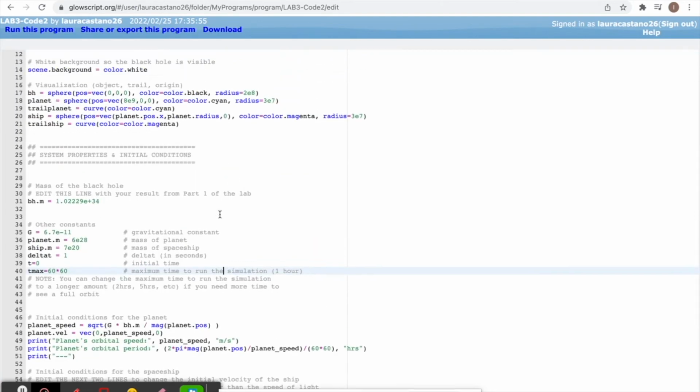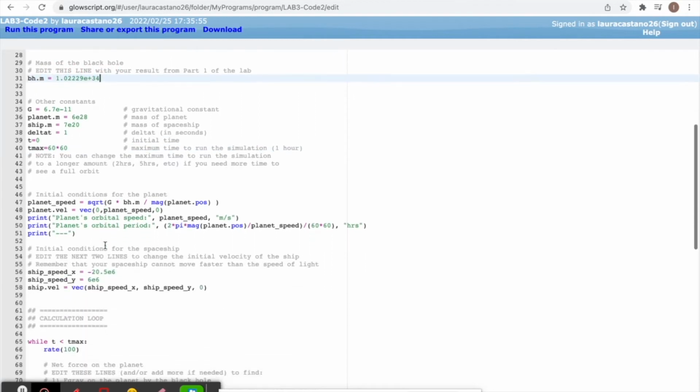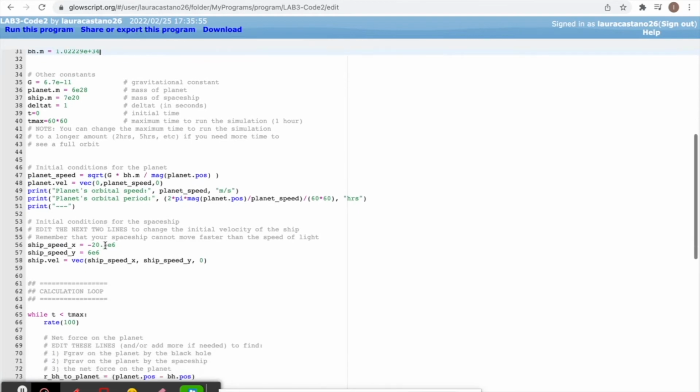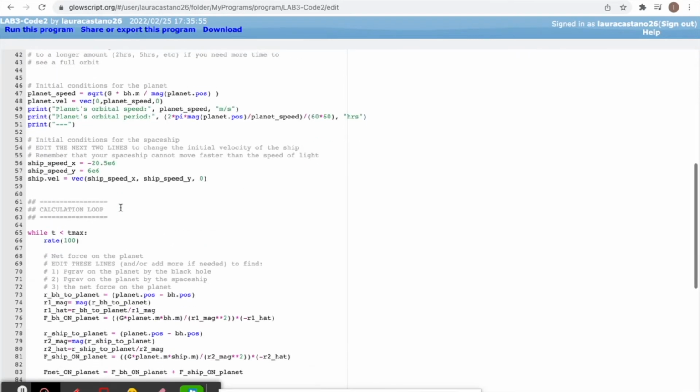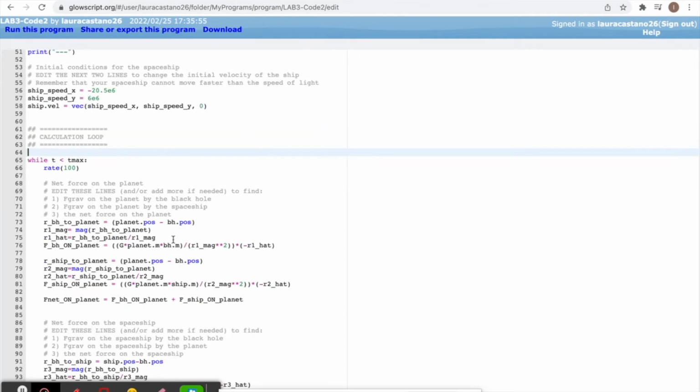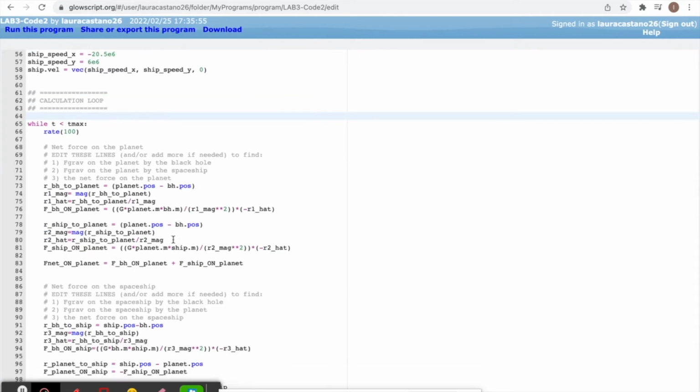Now, in order to calculate the trajectory of the spaceship from a planet to the black hole, we first need to add the black hole's mass, which we just calculated here. And also we need to define the ship's initial speed by trial and error, as we can see here. In order to calculate the net force on the planet, we need to consider that it is made up of the net force of the black hole on the planet and the force by the ship on the planet.